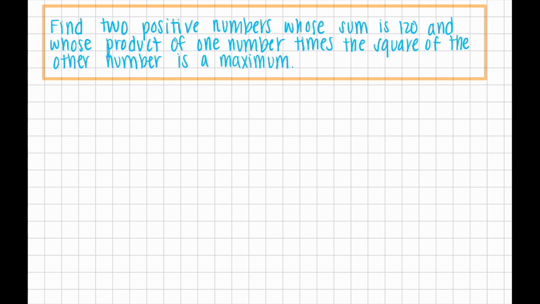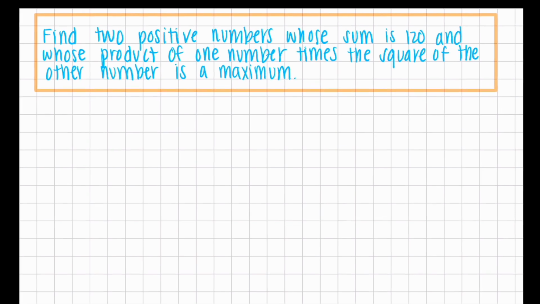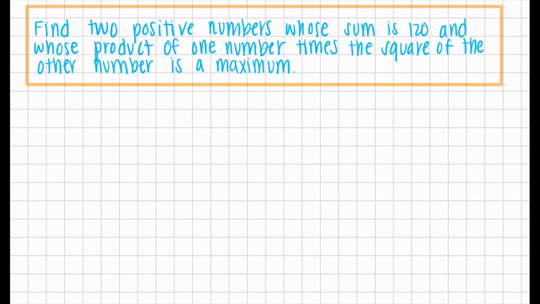Let's do an optimization example. This says find two positive numbers whose sum is 120 and whose product of one number times the square of the other number is a maximum. So for optimization problems, you want to ask yourself two questions. The first question is, what am I optimizing?